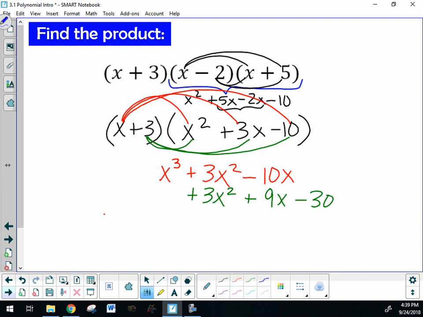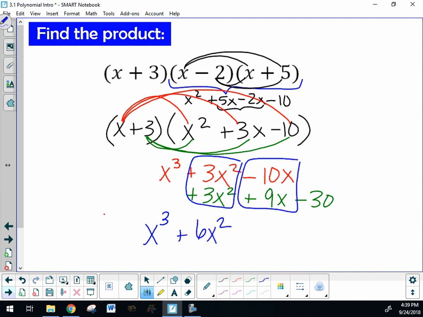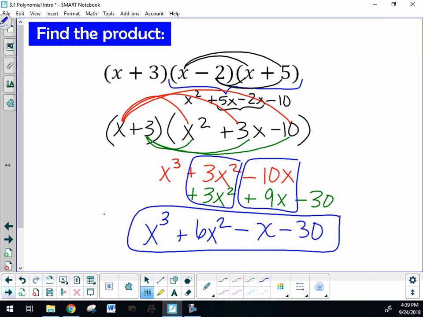So if I combine my like terms, I have x to the third. These two combine to be 6x squared. These two terms combine to be a negative x, or negative 1x if you like to write the coefficient. And that last term is negative 30.